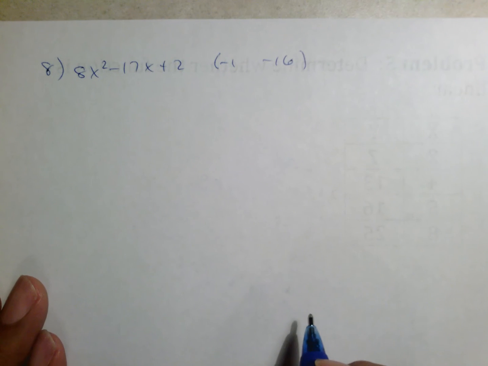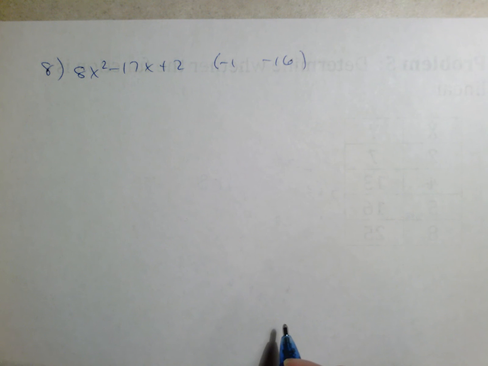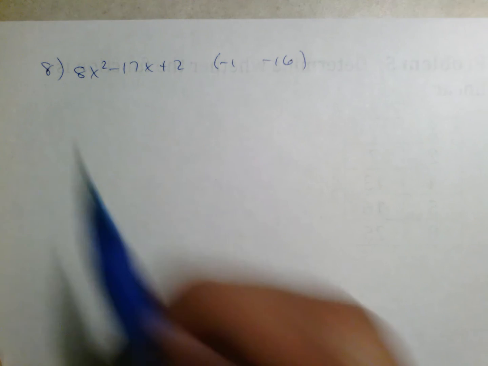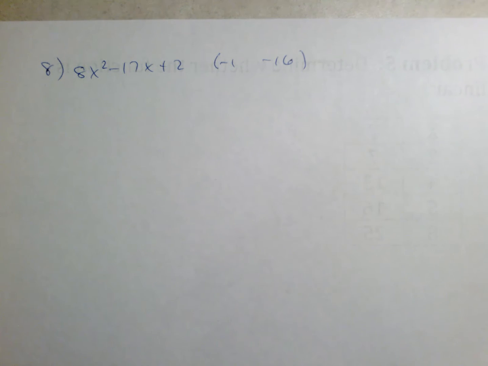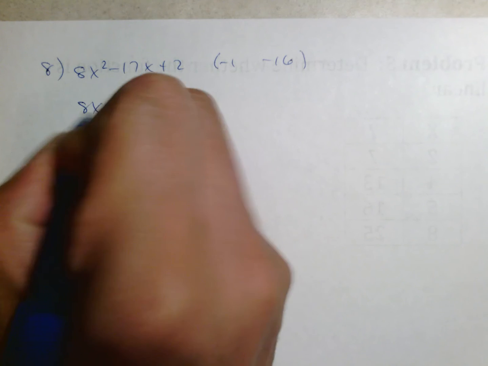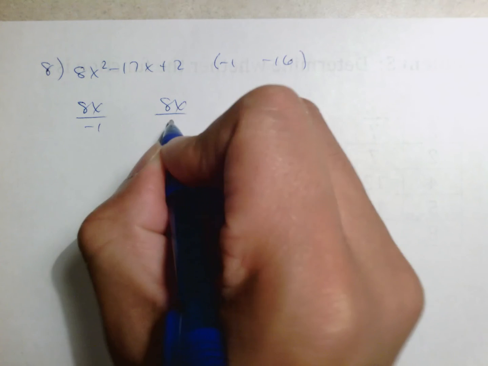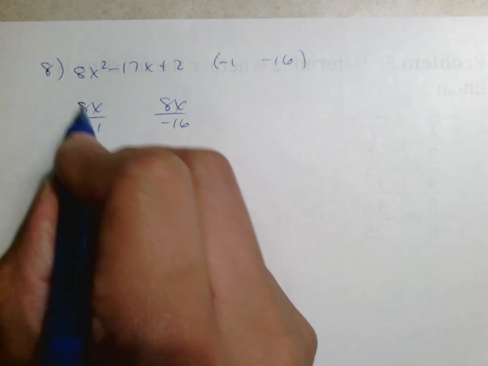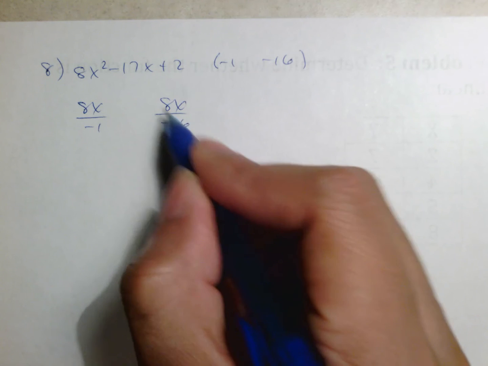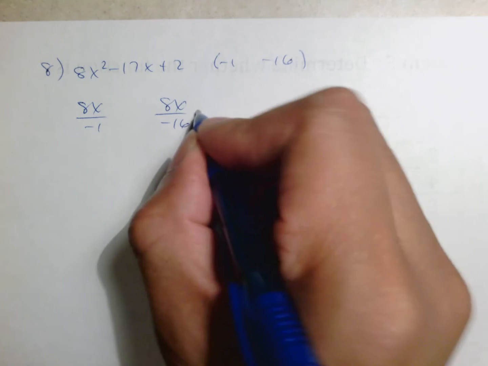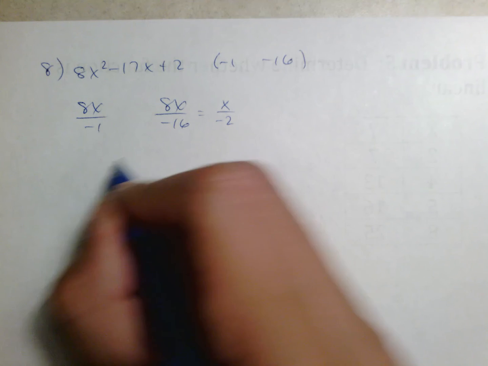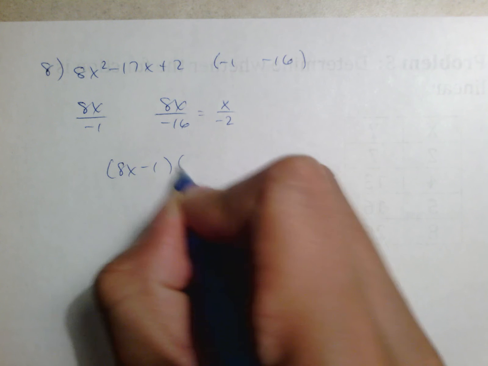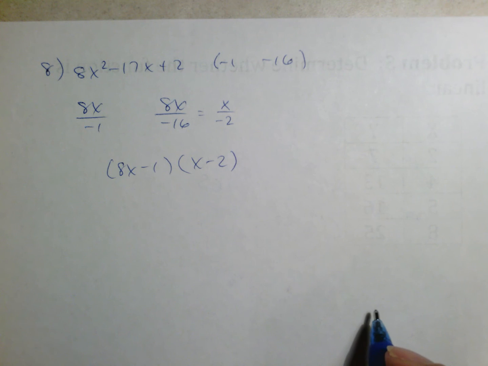And the next question, again, pause it, finish it. I'm not going to scribble it out this time because I already get the pattern. Again, you don't have to do everything that is done in the beginning once you kind of get it down. So I'm going to put 8x over negative 1. I'm going to put 8x over negative 16. I'm going to recognize that this is reduced. I'm going to recognize that this 8 actually goes into 16, which means 8 divided by 8 is 1. 16 divided by 8 is negative 2. Giving me the answers of 8x minus 1 and x minus 2.